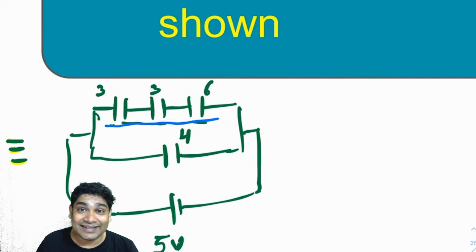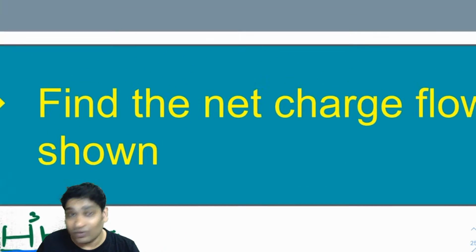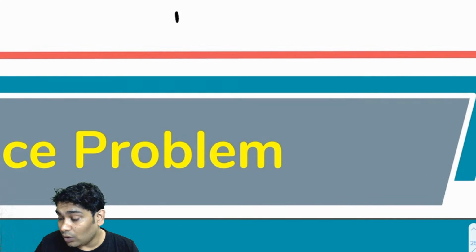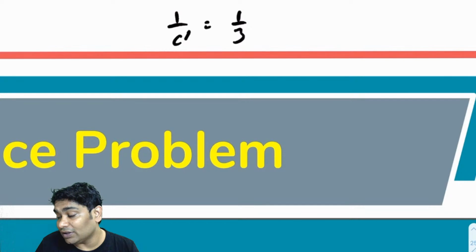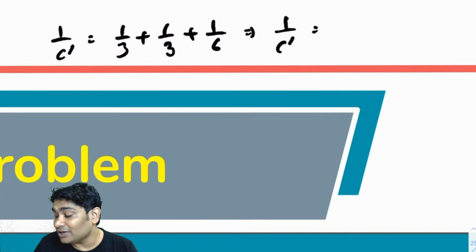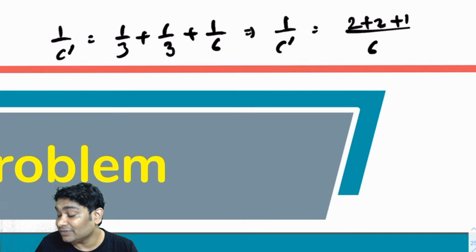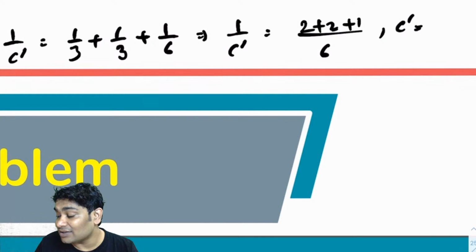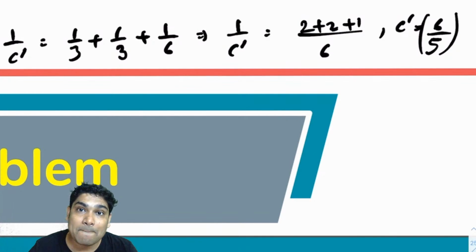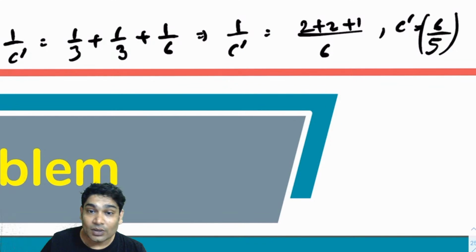Alright, so since these 3 are in series, I know the equivalent capacitance of these 3. So let's see. 1 over C dash would be 1 over 3 plus 1 over 3 plus 1 over 6. Alright, so what is that giving me? 1 over C dash equals 1 over 6 will be the denominator, 2 plus 2 plus 1. So this C dash I'm getting as 6 by 5. I hope you guys can see that.